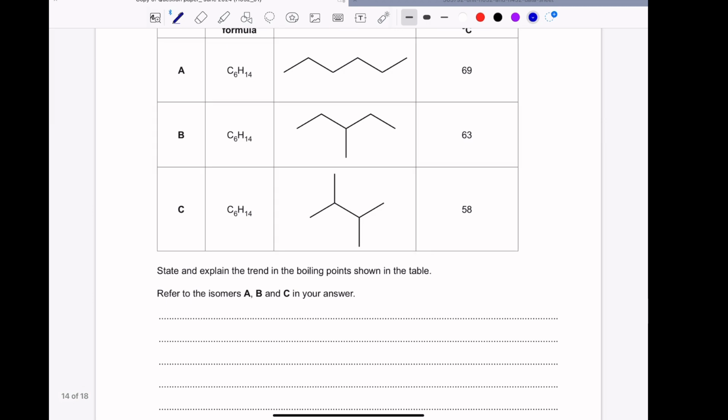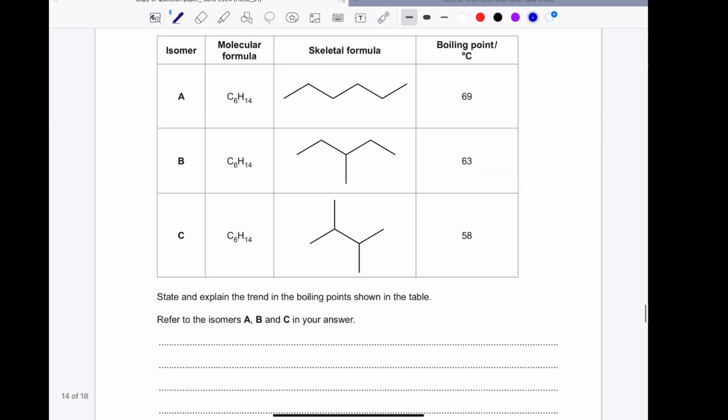State and explain the trend in boiling points shown in the table. So it looks like the boiling points are decreasing, and the trend we could see with them decreasing is branching. So as branching increases, the boiling point decreases. What is the explanation for this? Well, this is due to surface contact.